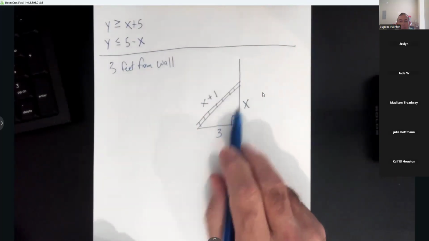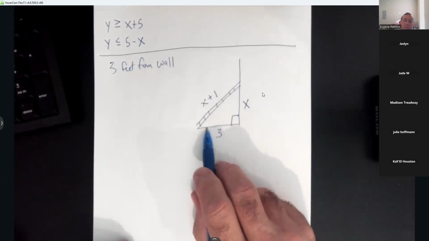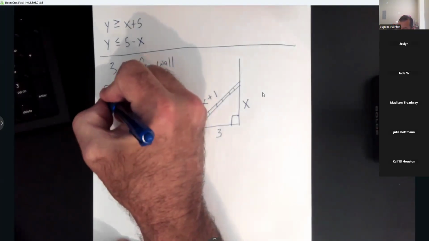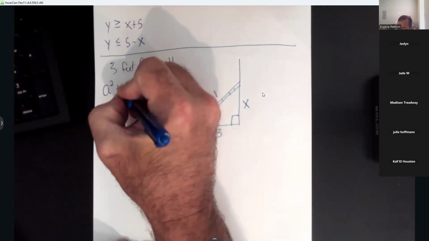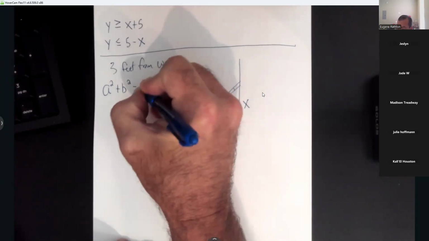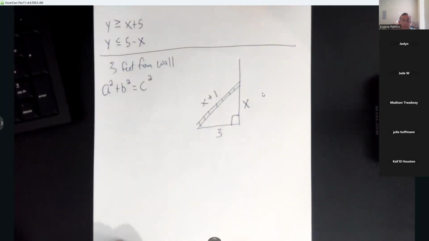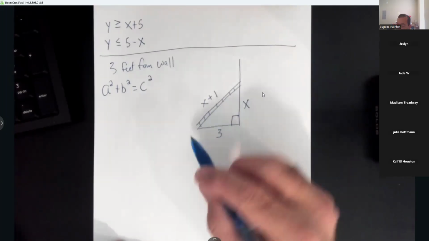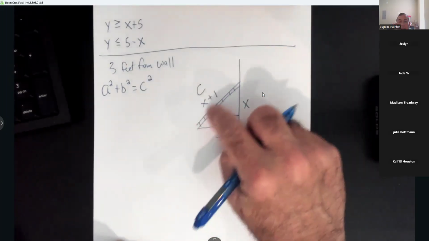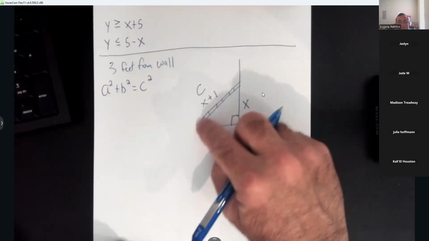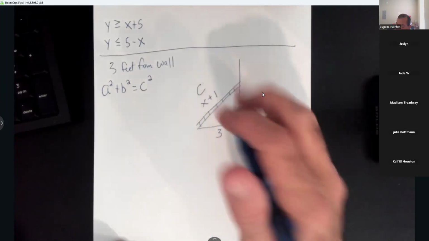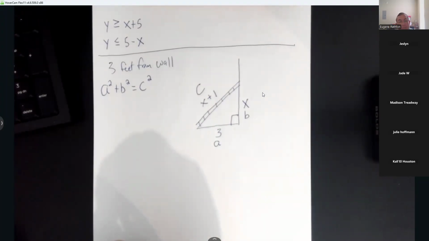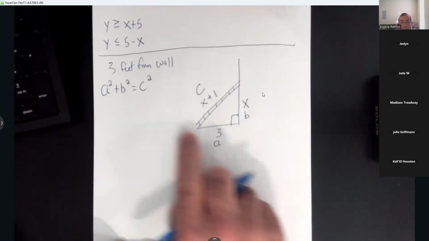That makes a 90-degree right triangle, which means we're using the Pythagorean theorem to solve this. And that was a squared plus b squared equals c squared. Now, the c squared side always has to be your hypotenuse. The longest side is always c. This one can be a, that one can be b. So let's plug into our formula.